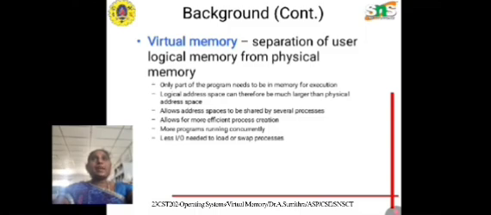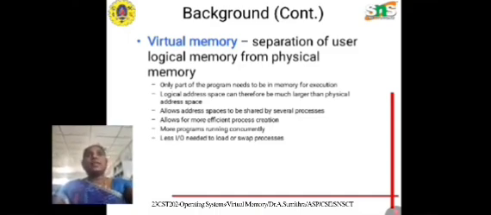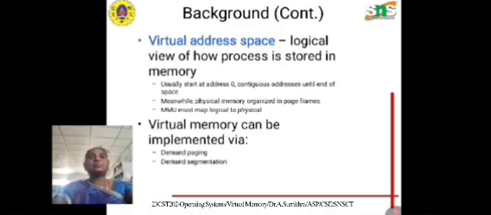A page is a fixed size block of logical memory and a frame is a fixed size block of physical memory. The page table stores the mapping of pages to frames. A page fault occurs when a program tries to access data that is not in physical memory, so it must be fetched from the disk.